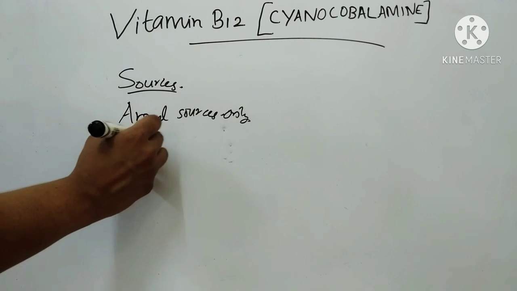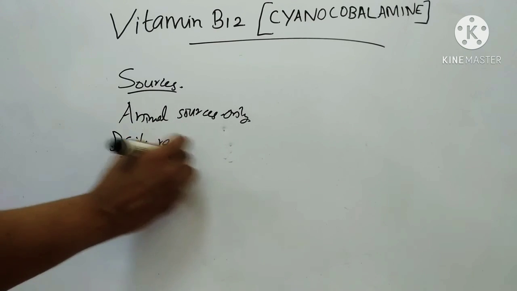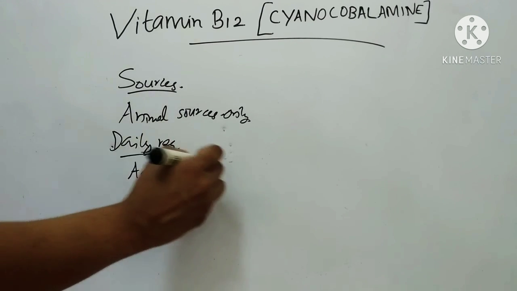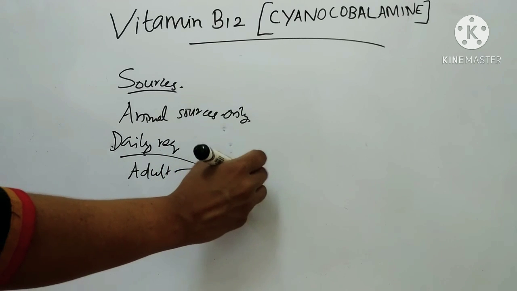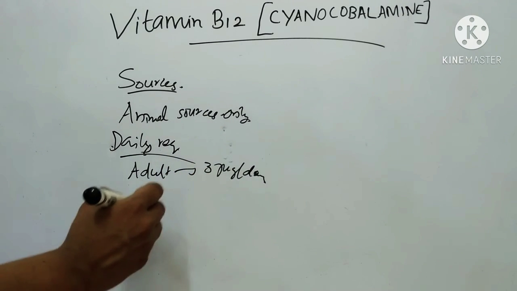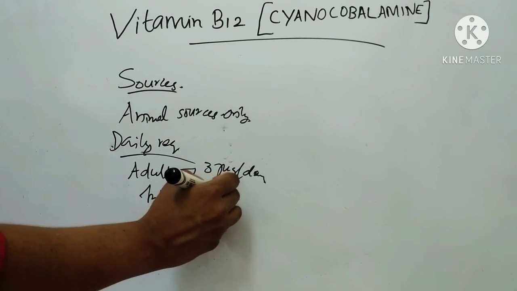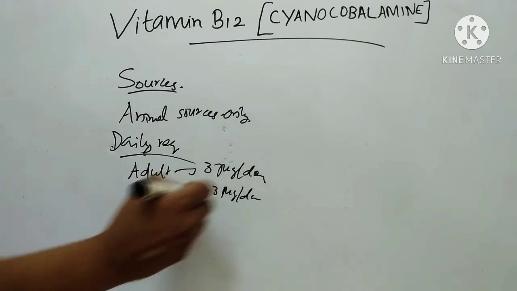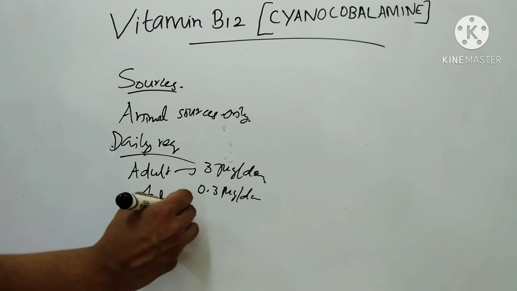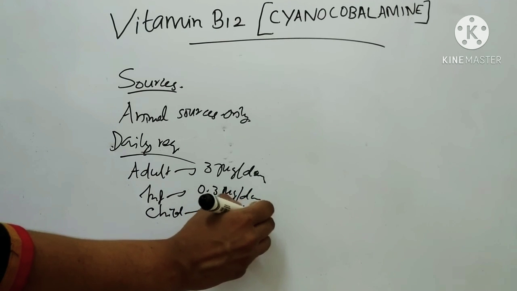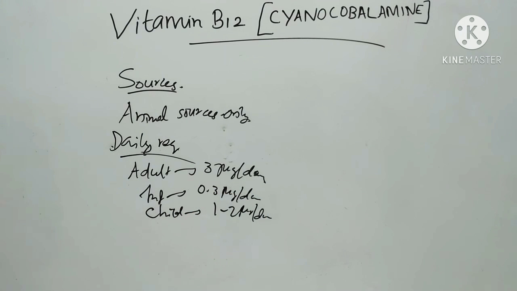Daily requirements for adults is 3 μg per day. For infants it is about 0.3 μg per day. Then for children it is about 1 to 2 μg per day. This requirement increases in pregnancy and in lactation.